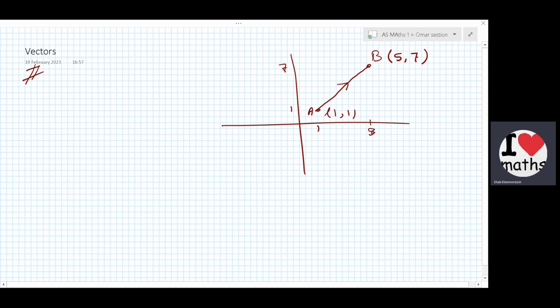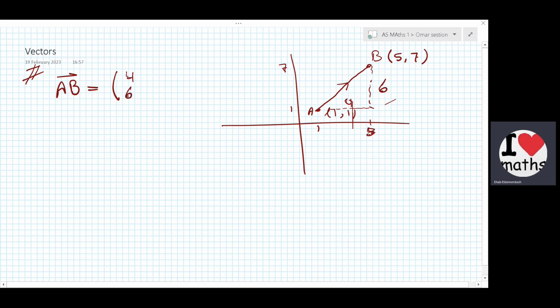What does direction mean? If I say A to B, I will go horizontally for how many units? Here from 1 to 5, how many units will I go? 4. For the y-axis, how many units? From here, it will be 6 points. So this vector AB, in this case, will be written as 4 and 6. And this is the way we express the vector.